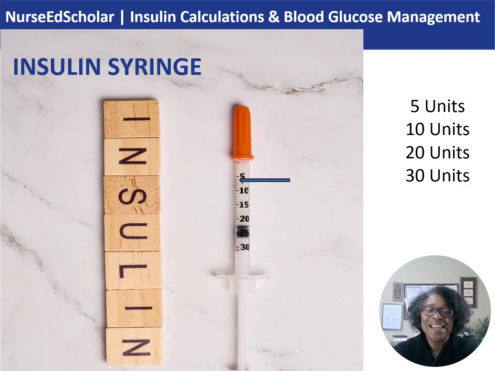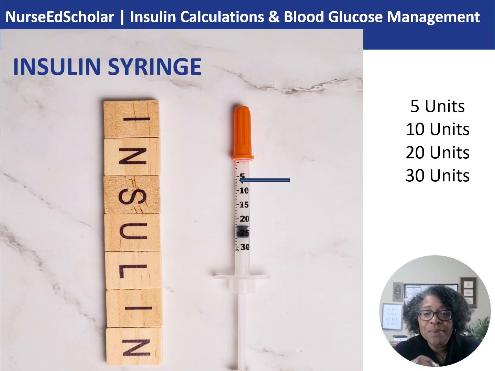Okay. Now I put this insulin syringe here, and this is the syringe that you see on the screen. This insulin syringe is only for insulin. You do not use any other syringe for insulin; you only use an insulin syringe for insulin. And an insulin syringe will have this orange top on it. You can't use any other syringe.